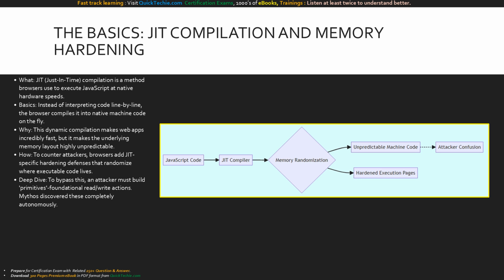The JavaScript code enters the JIT compiler, which immediately applies memory randomization. This branches out into unpredictable machine code and specially hardened execution pages. The ultimate goal of these defenses, shown by the dotted line, is attacker confusion. The memory shifts so constantly that an attacker cannot reliably point their exploit to a malicious payload.